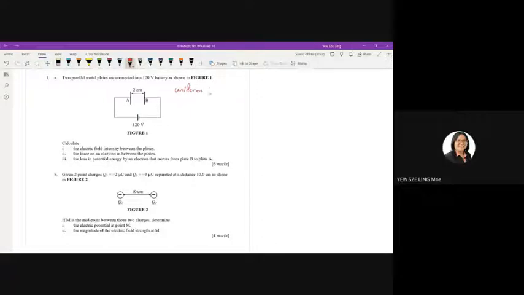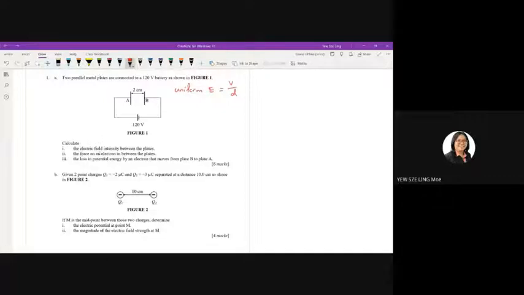When it comes to uniform electric field, you have only one equation in this subtopic, which is E equals V over D. By looking at the question, you should already know which equation to use. Question 1A1: calculate the electric field intensity. Electric field intensity also represents electric field strength. The symbol capital E has three different names: electric field intensity, electric field strength, or just electric field.